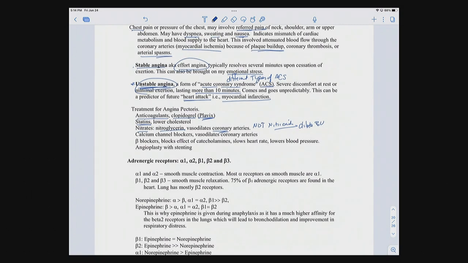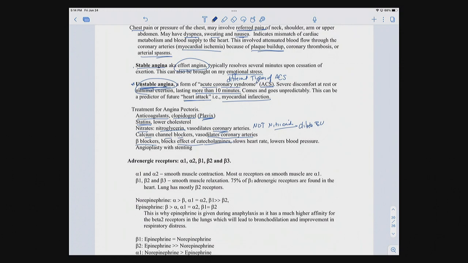Another class of drugs would be calcium channel blockers. Calcium channel blockers would also vasodilate blood vessels, which would include, of course, coronary arteries as well. And so you could put your patient on calcium channel blockers. Another drug of choice would be beta blockers, and the beta blockers are going to be blocking the effect of catecholamines, and in this case, catecholamines meaning epinephrine and norepinephrine.